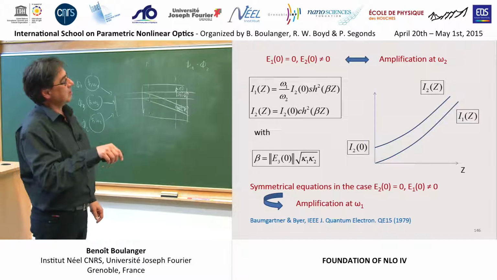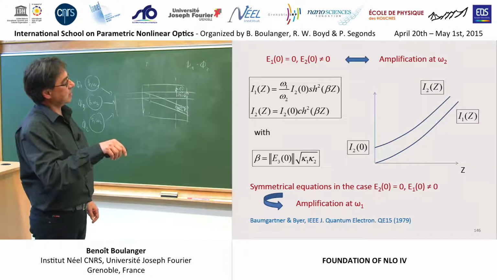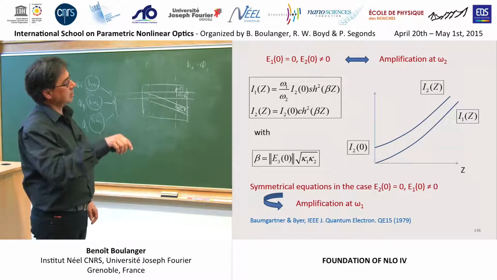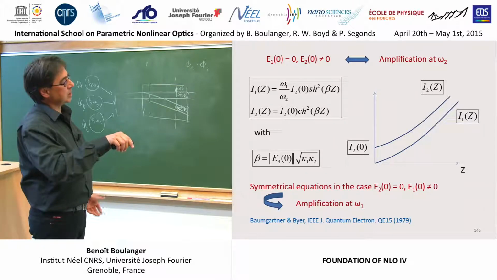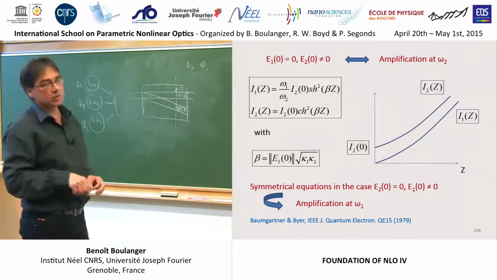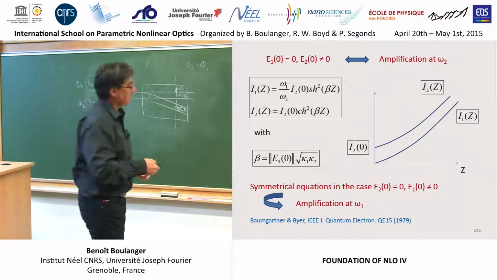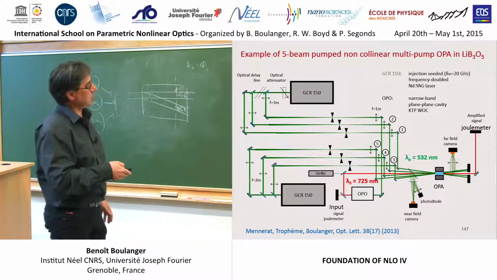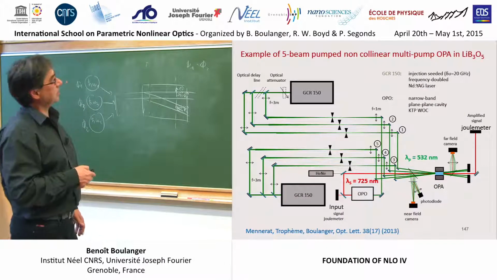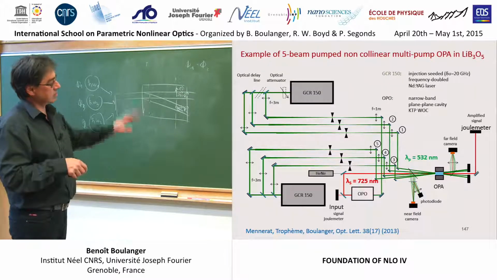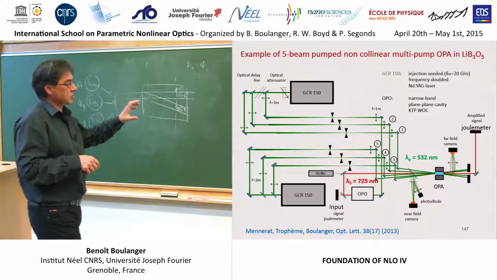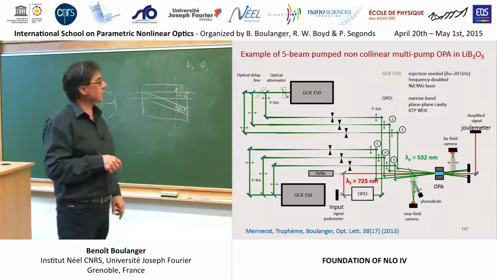So you see here that you amplify, so here you have I2 at the entrance of the crystal, non-zero, and you have amplification. And here you see that for the population at omega 1, 0 photons at the entrance of the crystal, and you have generation. All these things work very well. And we did this experiment 2 years ago, also at the Laser Megajoule in Bordeaux.